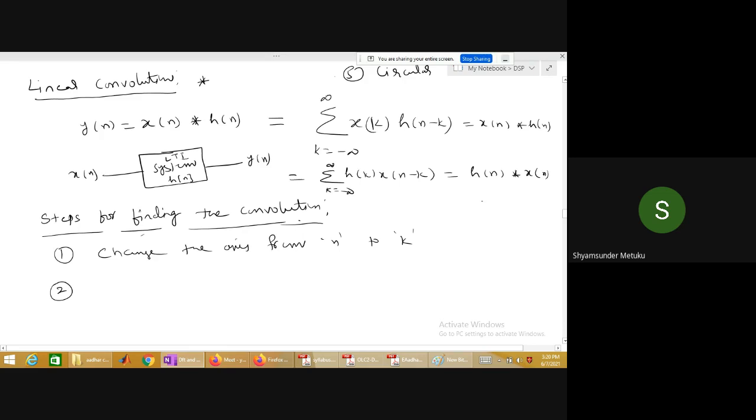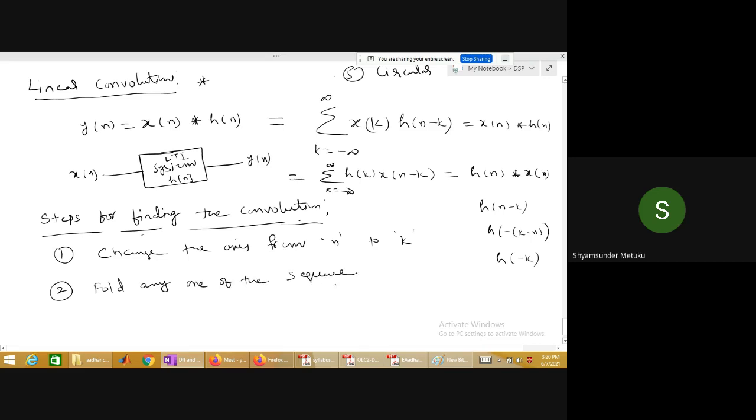If your n is a constant, I'll take the first equation only. Can I write n minus k as minus of k minus n? Yes. So out of this, if n equal to 0, what am I going to get? H of minus k, no? So what does that mean? Is it not time reversal? So out of these two, x of k is as it is, h becomes minus k. So what I'm trying to do is fold any one of the sequences.